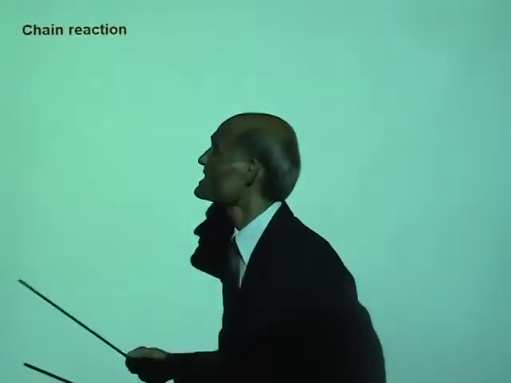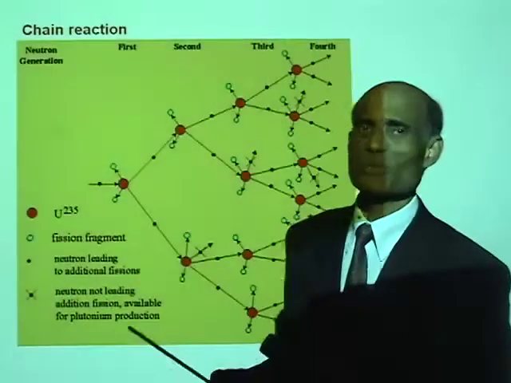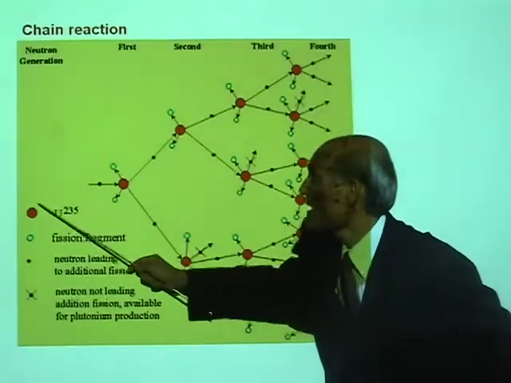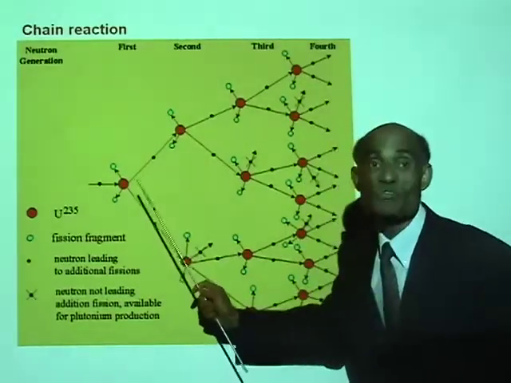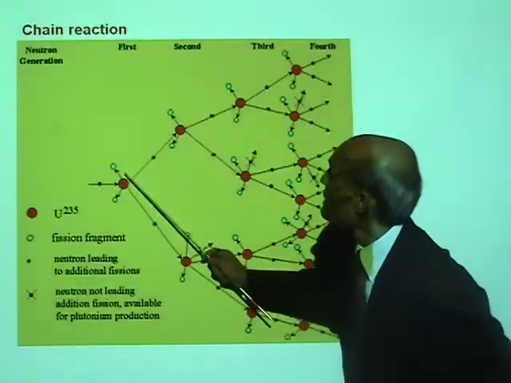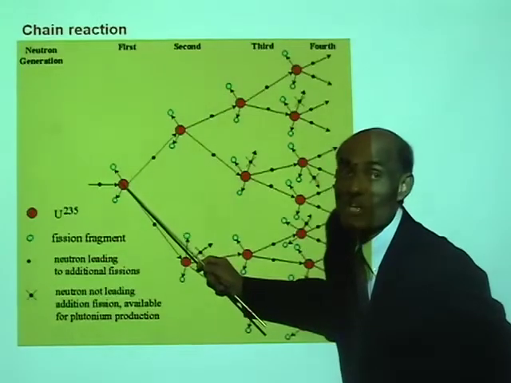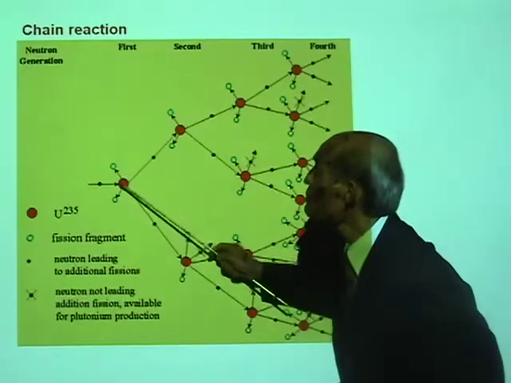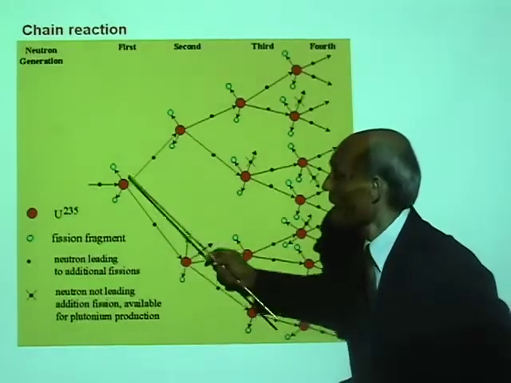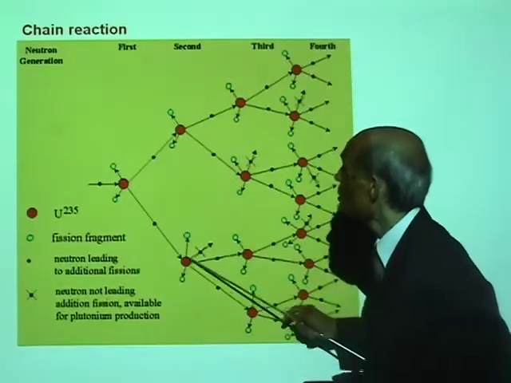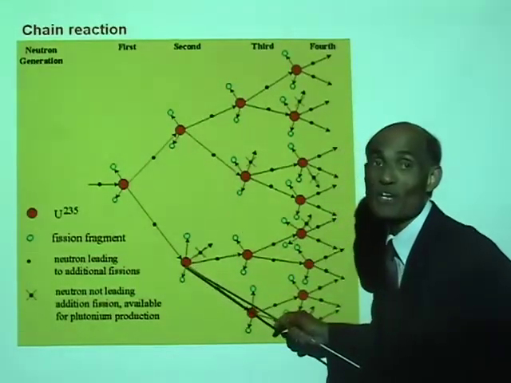Alright, let's now talk about chain reaction. What is the meaning of chain reaction? You see, when one uranium-235 nucleus undergoes fission by capturing a neutron, free neutrons are released. And each of these neutrons will go and create fission in other nuclei.